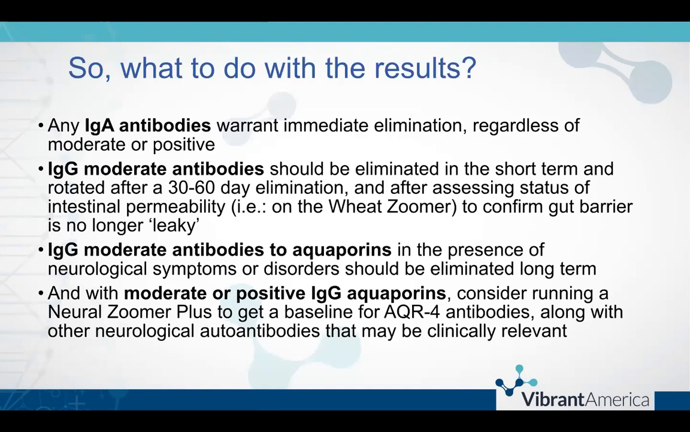IgG moderate antibodies to aquaporins specifically in the presence of neurological symptoms or disorders should be a long-term elimination. Those are foods you're not going to re-add back in, because typically you're not going to regain oral tolerance to that while you're trying to undo the damage and inflammation from that. If you've got moderate or positive IgG to aquaporins, also consider running that Neural Zoomer Plus if you haven't already. Get a baseline for those aquaporin 4 antibodies, along with other neurological autoantibodies that may be clinically relevant to that patient.